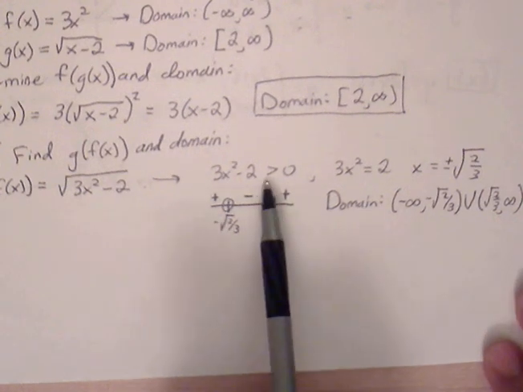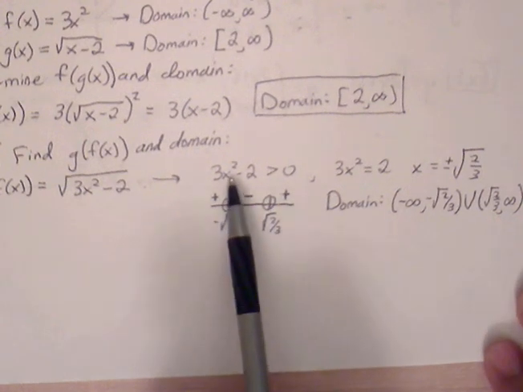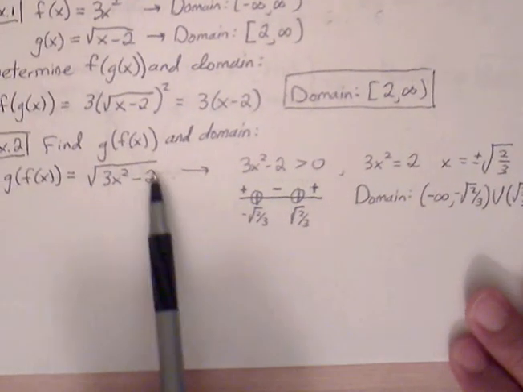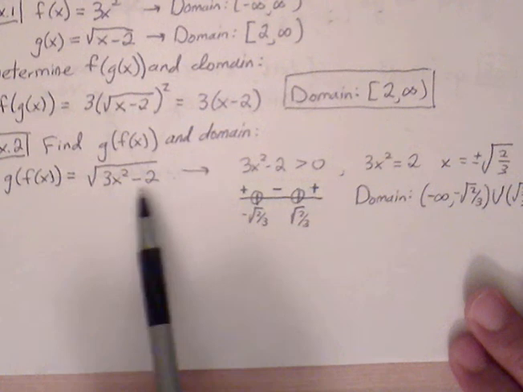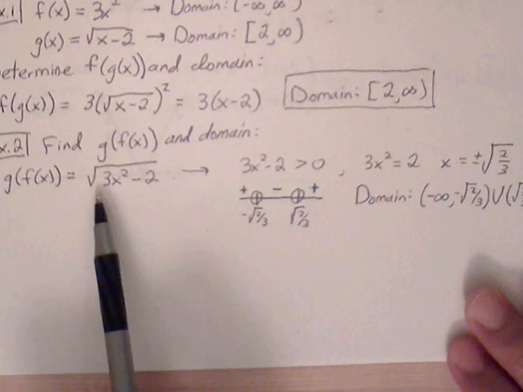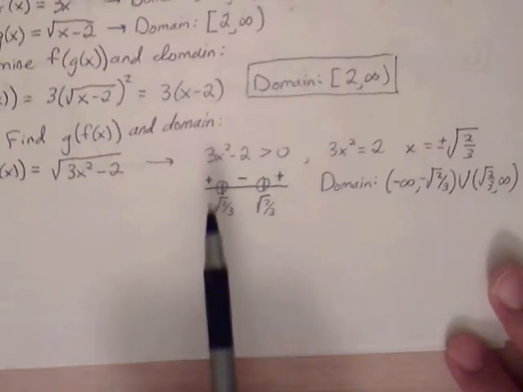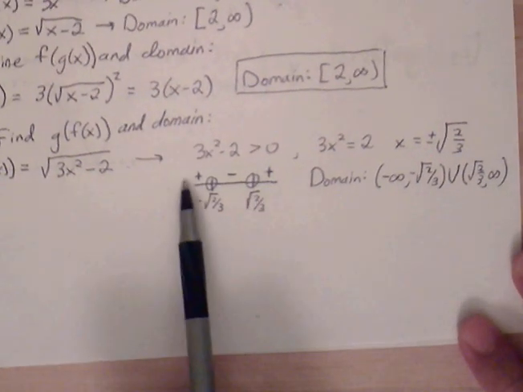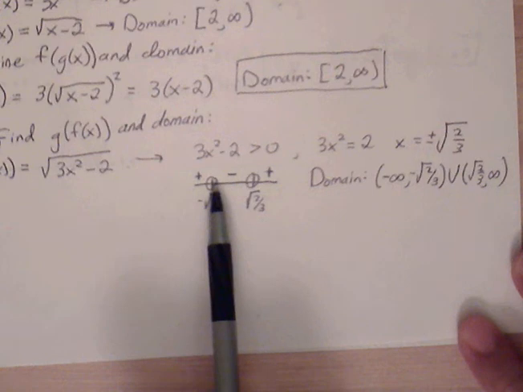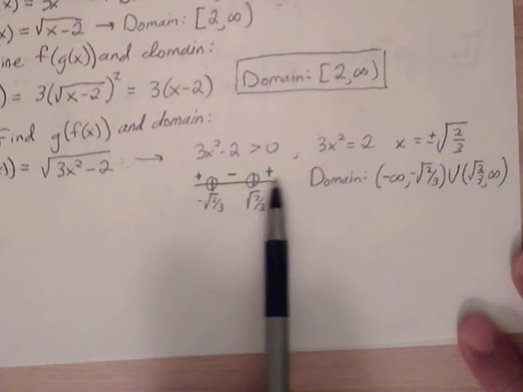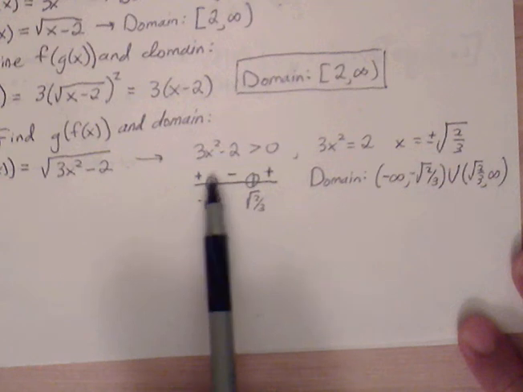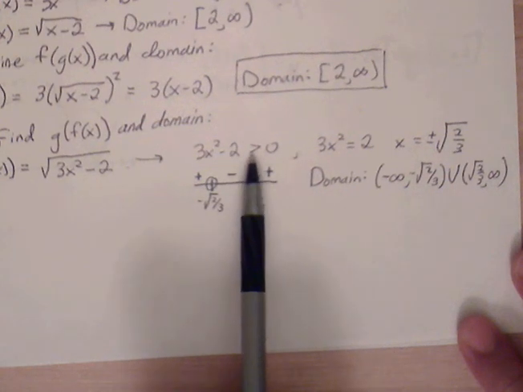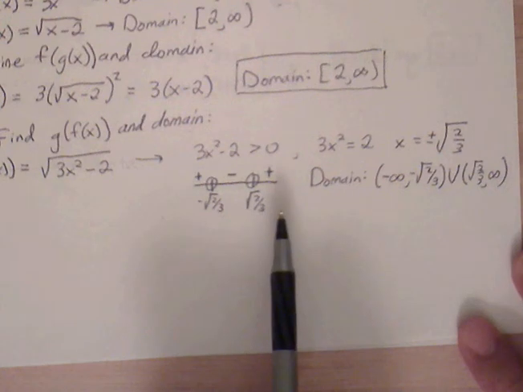Now we're looking for positive values. We're looking for where 3x squared minus 2 is greater than 0, so that we can ensure that this expression is a positive value. We cannot have a negative value inside the radical. So then that's going to give us these two regions. So we know our domain will be from negative infinity to negative root 2 over 3, union root 2 over 3 to positive infinity. And we have open circles here because we have an inequality here being just greater than and not greater than or equal to.